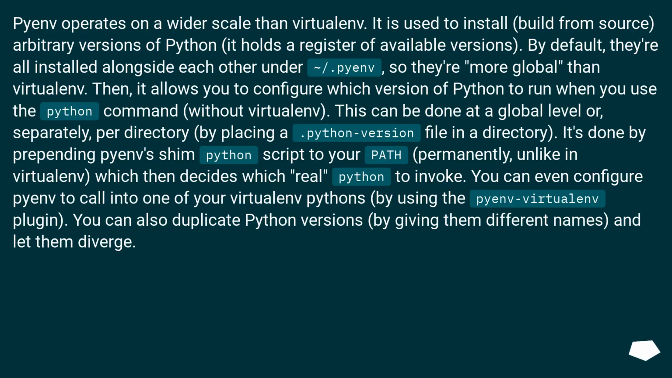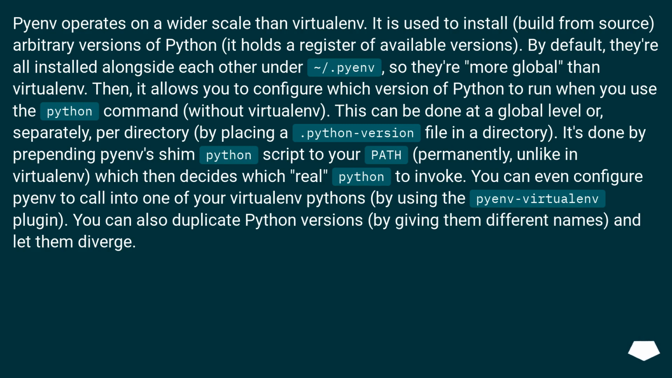pyenv operates on a wider scale than virtualenv. It is used to install, build from source, arbitrary versions of Python. It holds a register of available versions. By default, they're all installed alongside each other under .pyenv, so they're more global than virtualenv. Then, it allows you to configure which version of Python to run when you use the python command, without virtualenv.